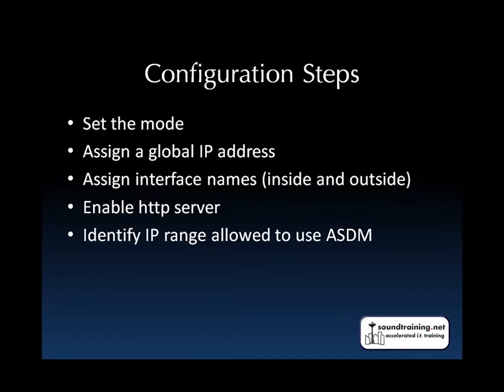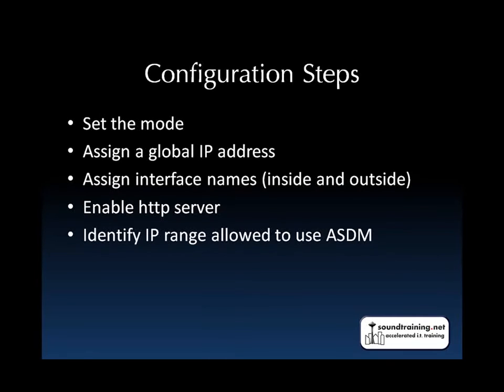If you want to manage your firewall through the ASDM, the Adaptive Security Device Manager, you have two more steps you have to do. Number one is you have to enable the HTTP server, and number two, you have to identify the IP range allowed to use the ASDM. So that's much like what you have to do on a firewall in routed mode.